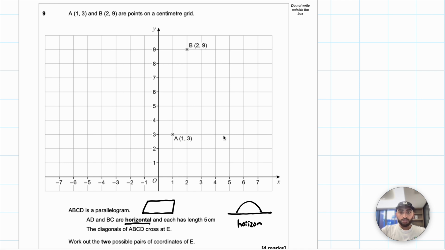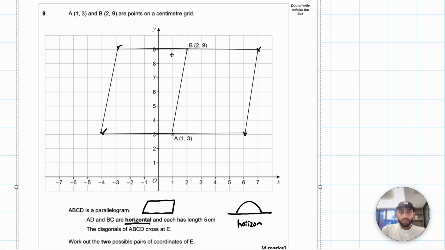So 1, 2, 3, 4, 5. 1, 2, 3, 4, 5. And now I'm just going to connect all of those so that we can see the 2 parallelograms that we have. So we're just connecting those 2 lines up. And now we have 2 parallelograms, and these 2 would be congruent to each other.